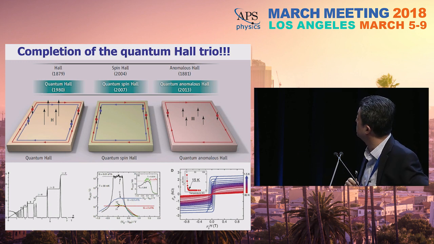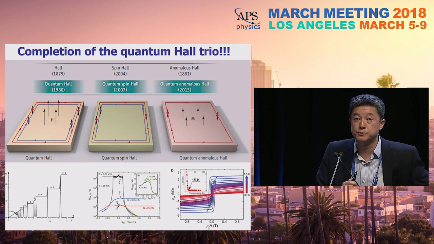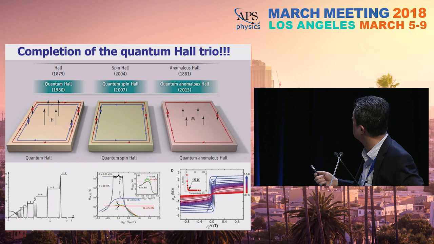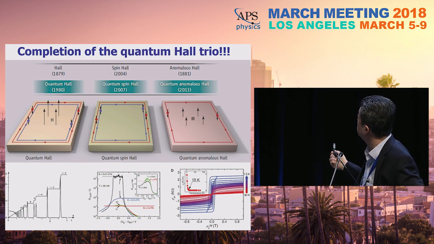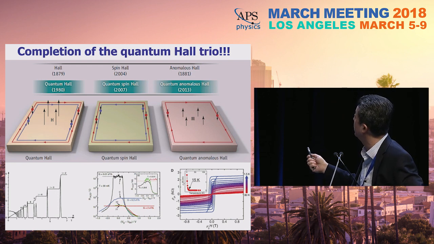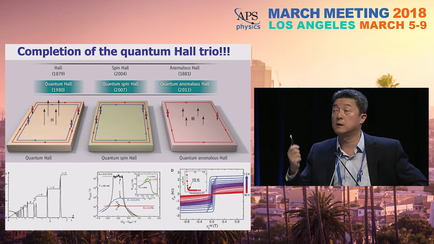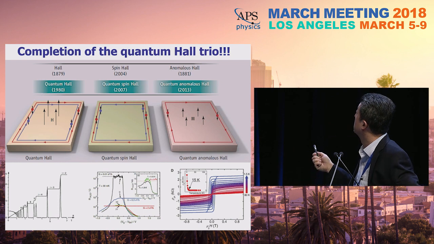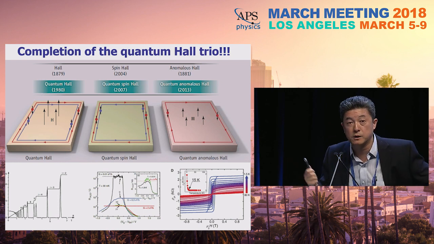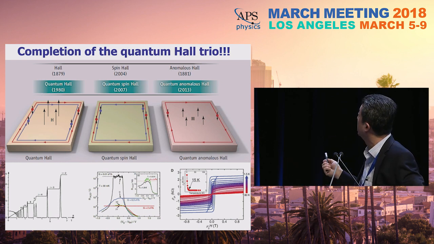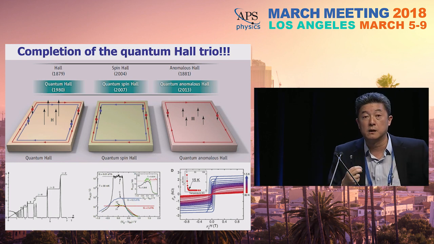And then a further experimental collaboration with Chiral Majorana's group in Tsinghua University. So this is the completion of all the quantum Hall trios. There's the classical Hall effect, the classical anomalous Hall effect, the classical spin Hall effect, but to all these three classical Hall effects, there are quantum counterparts: the quantum Hall effect, the quantum spin Hall effect, which we observed in 2006, 2007. Now finally, the quantum anomalous Hall effect.